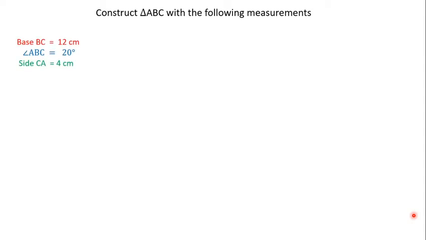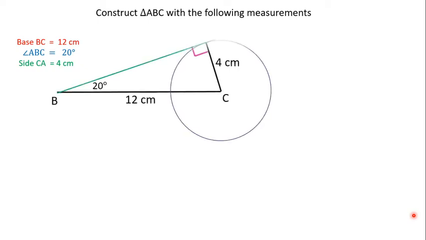Now, we will go to another construction. Base BC is 12 centimeters, angle ABC is 20 degrees, side CA is 4 centimeters. This is how we can construct. We will draw BC equal to 12 centimeters. With the help of a protractor, we draw an angle of 20 degrees in order to get this ray BA. Then finally CA is given as 4 centimeters. So with C as center, with 4 centimeters as radius, we cut an arc like this.